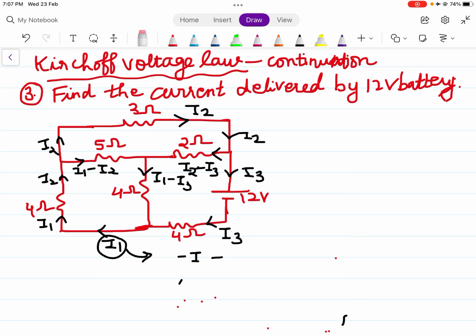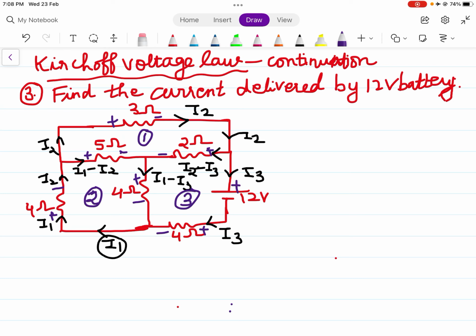Now, let's apply the KVL. So assuming this as 1, direction of current is assumed. This is 2 and this is 3. Mesh number 1, mesh number 2 and mesh number 3. Then polarity positive, negative, positive, negative, positive, negative, positive, negative, positive, negative, positive, negative. This will be positive, this will be negative.